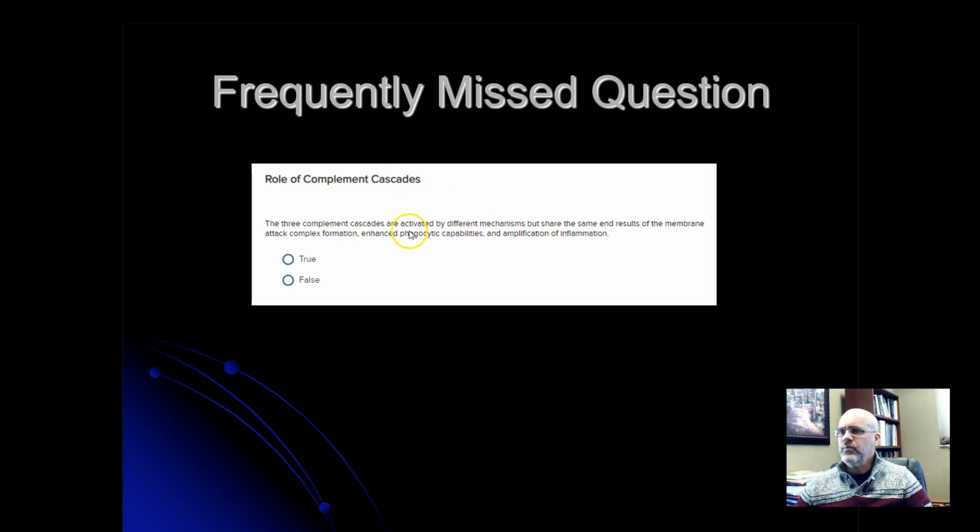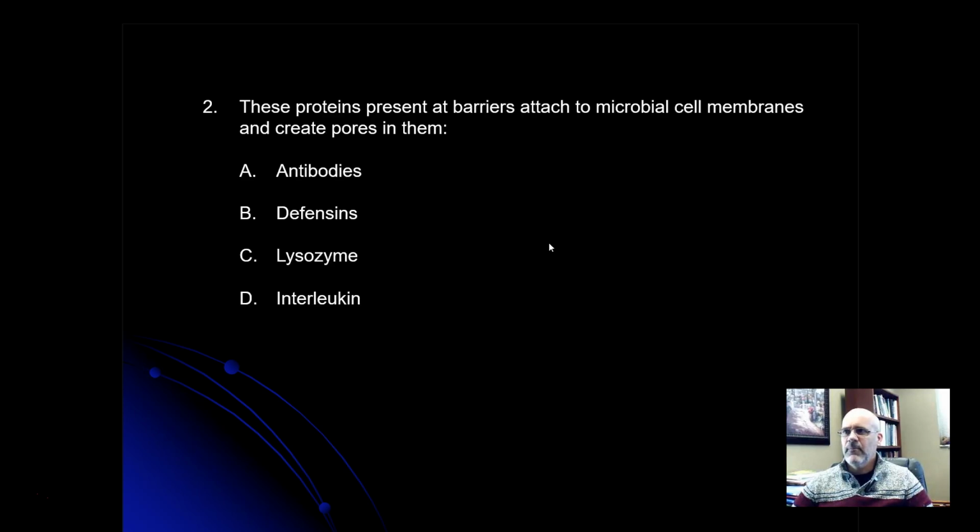Once complement gets activated, if you go back and look at the story, the same end results occur: the membrane attack complex, enhanced phagocytic capabilities, enhancing phagocytosis through opsonization, coating, and amplification of inflammation, making inflammation ramp up a little higher. So that is true. If you go back and look at the benefits of complement, once it gets activated, those 3 things are benefits.